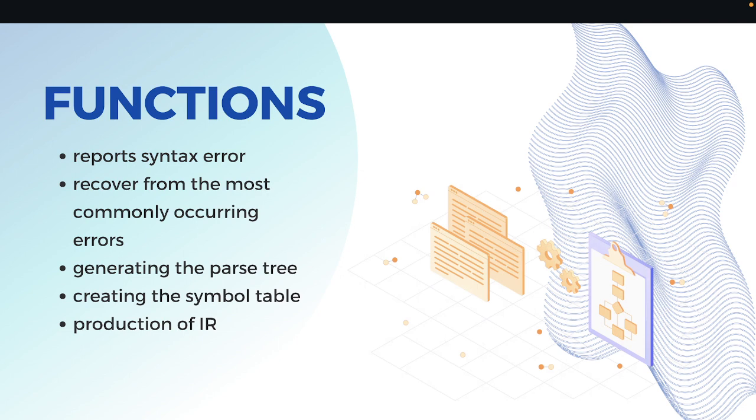The parser helps in generating the parse tree. The parser also helps in creating the symbol table, as we saw in that diagram, which gives the symbol table as it comes from input, and it is used by various stages of the NLP process, and thus it is quite important. Parsers also help in the production of IR. Here IR means intermediate representations.